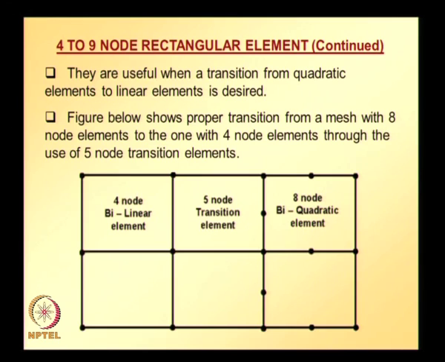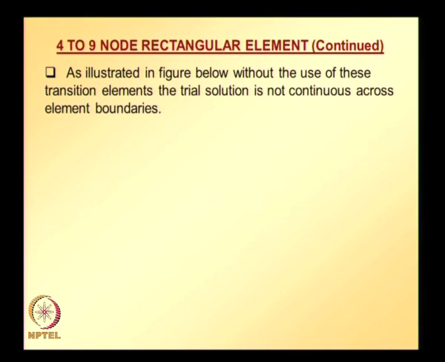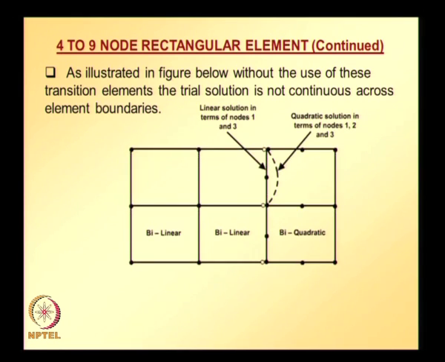And also now we will see what happens if we do not use these transition elements. Instead, if you take a mesh where we have 4 node elements and immediately we have 8 node elements, what happens? As illustrated in the figure below, without the use of these transition elements, the trial solution is not continuous across element boundaries. That statement can be better understood by taking this illustration here.